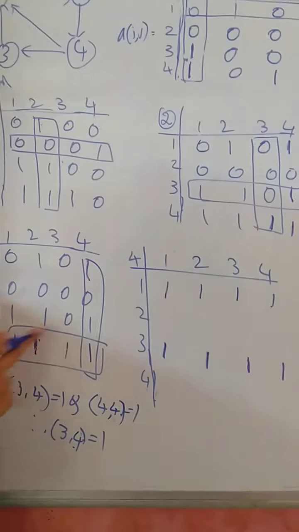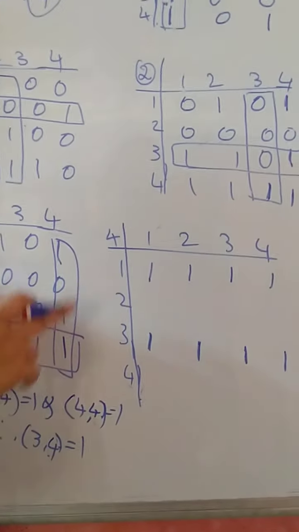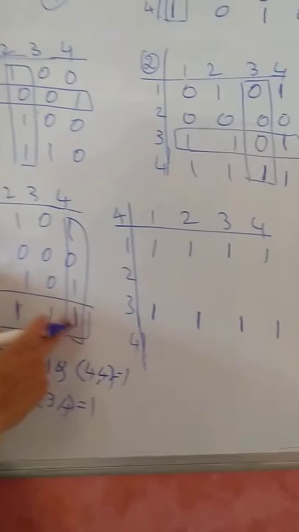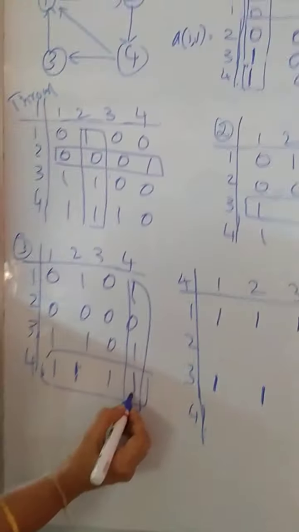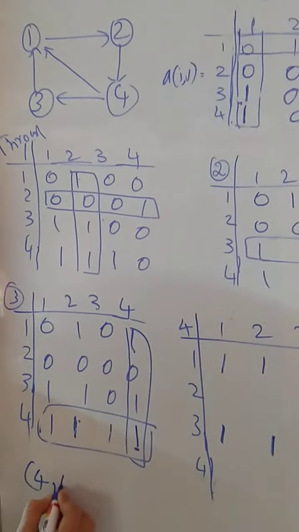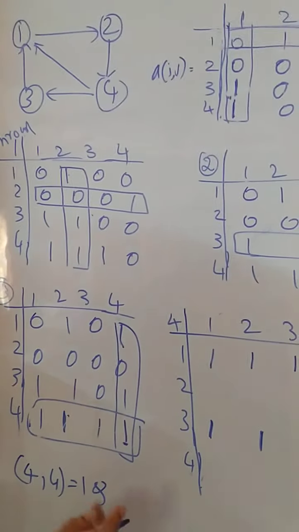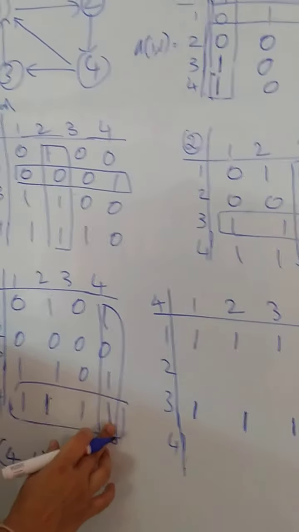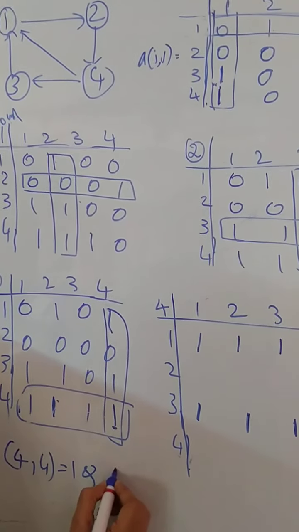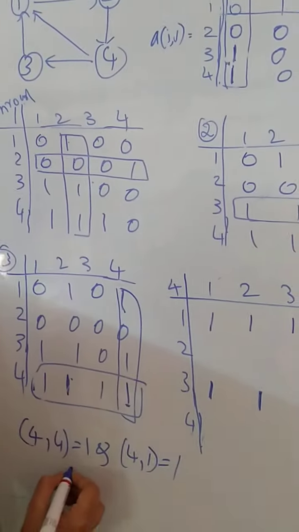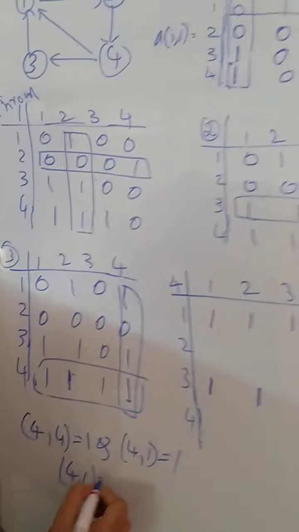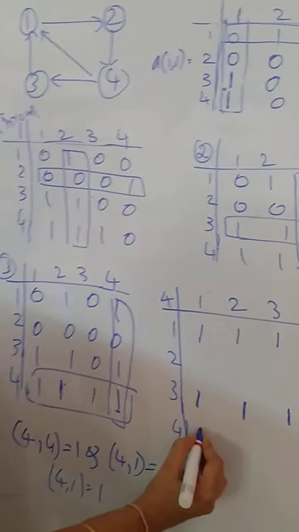Now I have repeated this one with all the 1s. Now this one I have to repeat with all these 1s. So what is that? This 1 is nothing but 4 to 4 is equal to 1. And this one I have to repeat with this. This means 4 to 1 is equal to 1. So there will be a path from 4 to 1, 4 to 1 will be equal to 1.